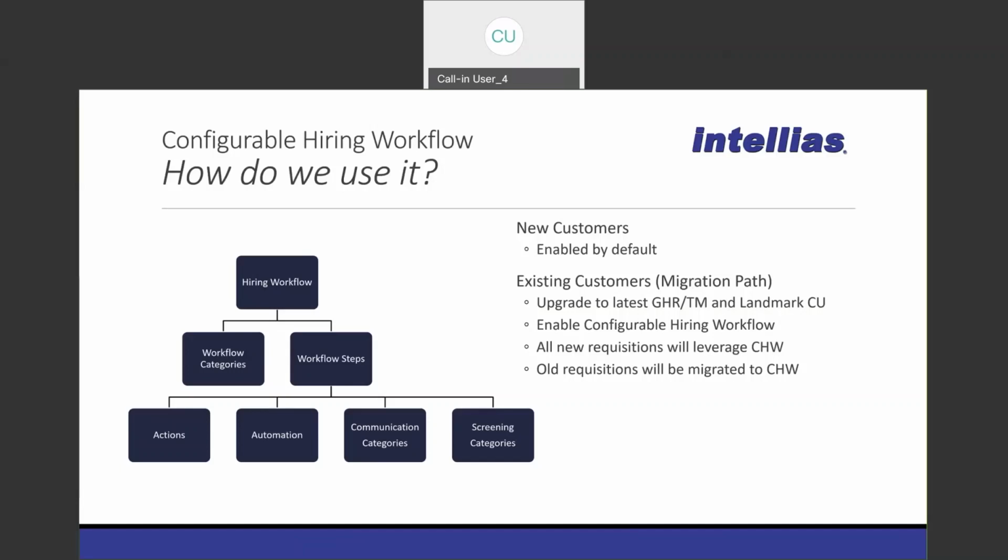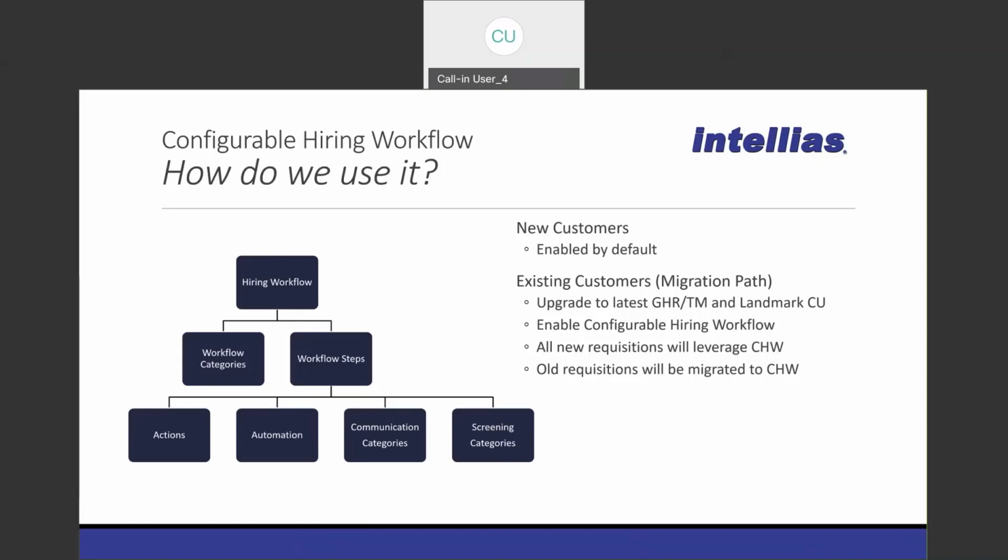What kind of automation do we need? So when someone moves into a pre-boarding step, we automatically create their pre-boarding program. When an applicant moves into a hiring manager review step, we automatically send an email notification to the hiring manager announcing that. All of that automation is part of this configurable hiring workflow and supported out of the box.